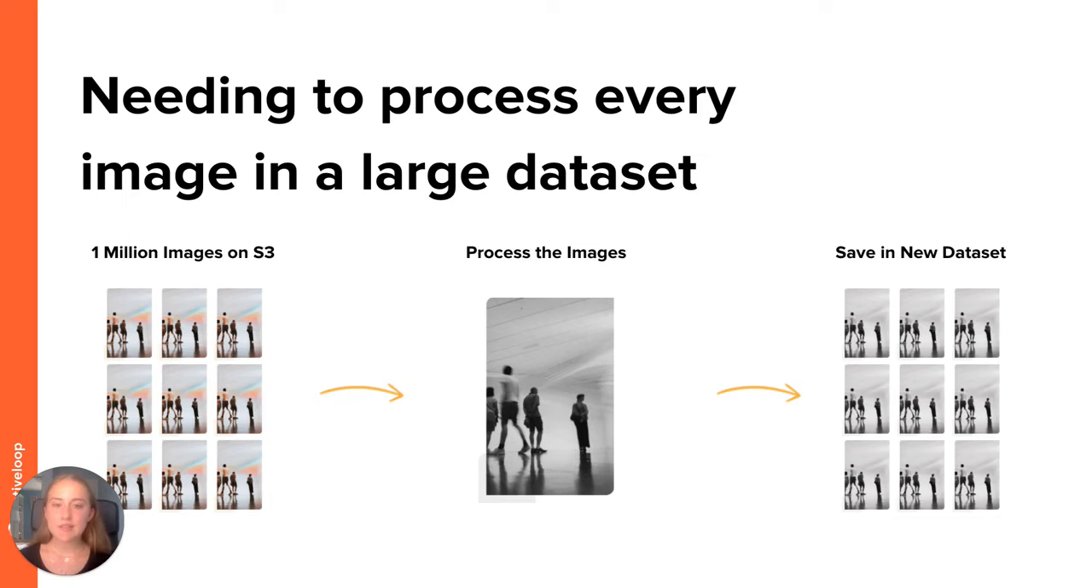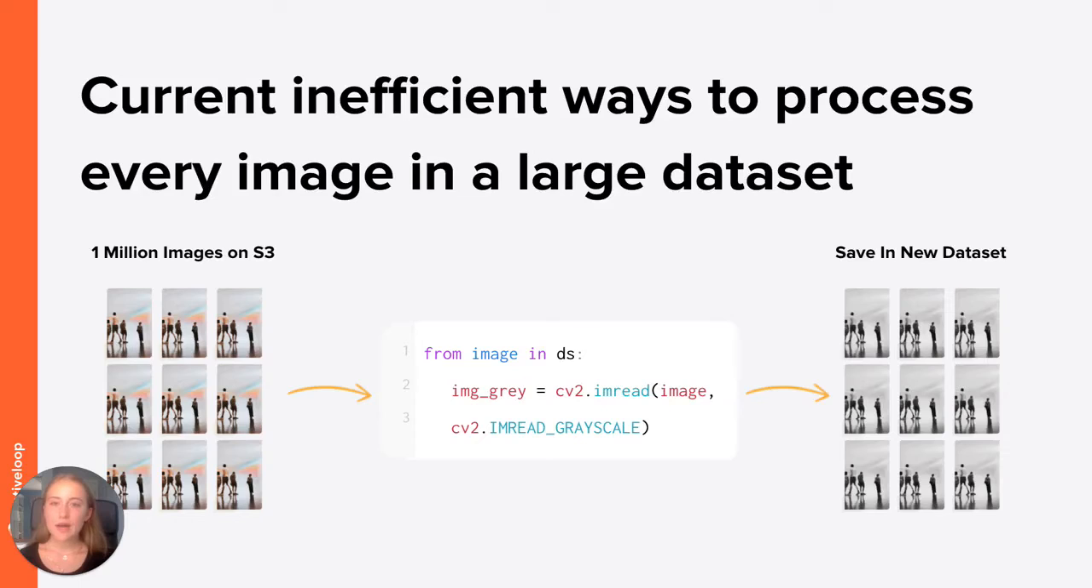Let's imagine you have a dataset stored in S3 with 1 million images, and you want to process all the images in some way and save that in a new dataset. For example, you might want to make all the images black and white. Without Hub, this would be the process of doing the task outlined above. There would be a for loop that will write every item from the dataset in order to make the item black and white. And this is very inefficient for large datasets.